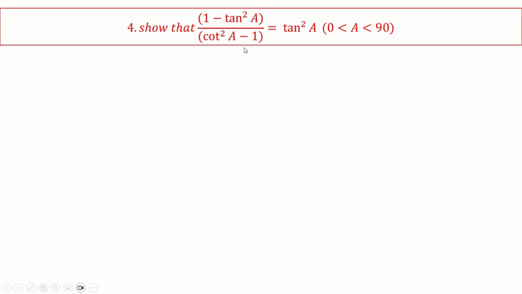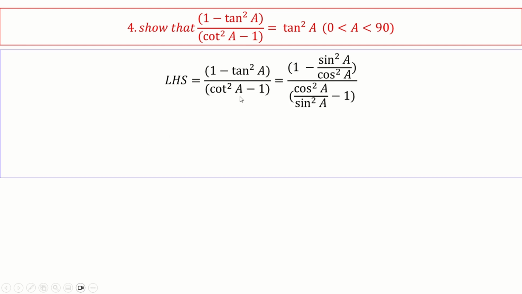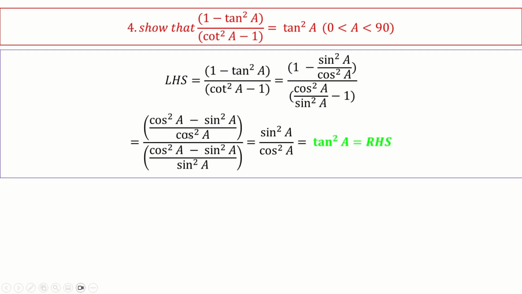(1 minus tan square A) by (cot square A minus 1) equal to tan square A. Show that. Okay, again take LHS. Tan square A is nothing but sin square A by cos square A, by sin square A minus 1. So if you simplify this, both the numerators get cancelled. So you are left with 1 by cos square A divided by 1 by sin square A, which is nothing but sin square A by cos square A, which is tan square A.